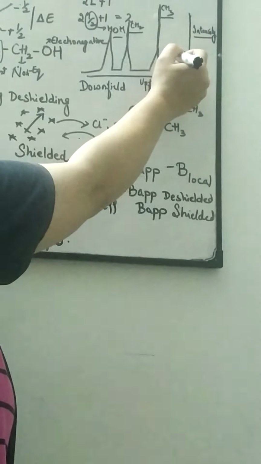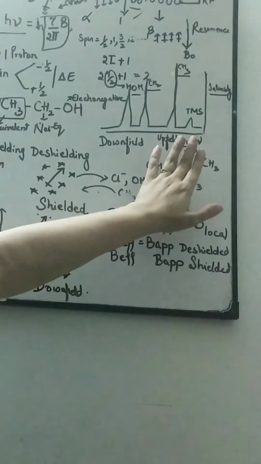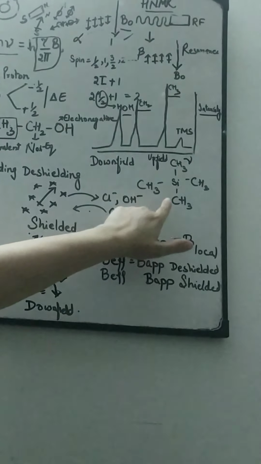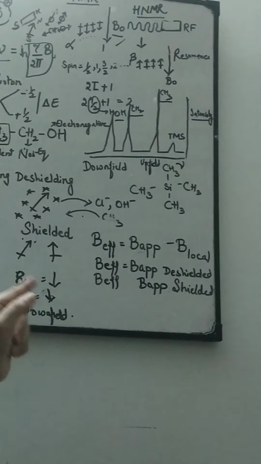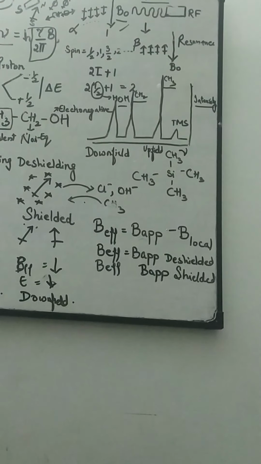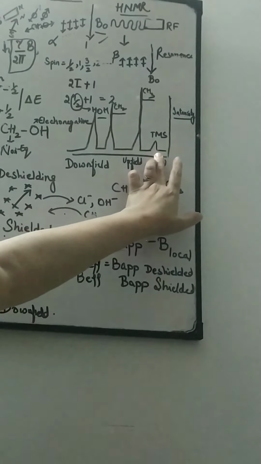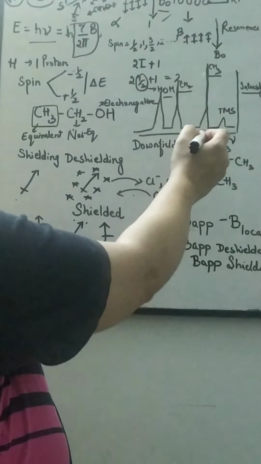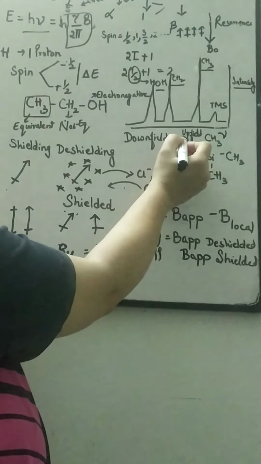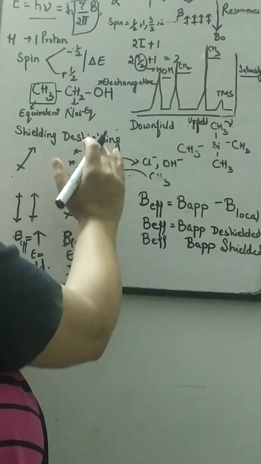Now TMS, what is written here, this is a standard. TMS is tetramethylsilane. You can see all the protons are equivalent. So it will have the lowermost tendency to absorb, and because of it, it absorbs at a very low frequency. Alright. Now the next is, this side is upfield, closer to this, and downfield, farther than this.